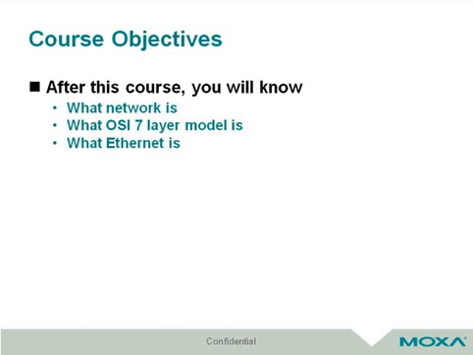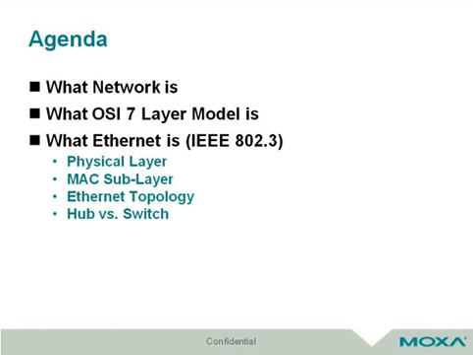The first one is what a network is and how to define a network. The second part, I will introduce you the OSI 7-layer model. This model is a very important model for you to learn in protocols. The last part is the essentials of Ethernet network. Today's agenda is separated to three parts.